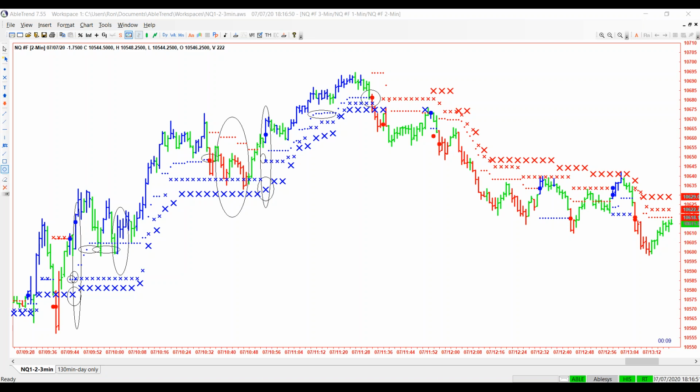It's none of my business, but I keep it conservative. One contract was over $3,000 a day yesterday. It was one of the best days of the year. And it was very clear cut, no gray area with Abletrend. Yes, it's a buy. No, it's not. Here's the exit. Here's your stop.